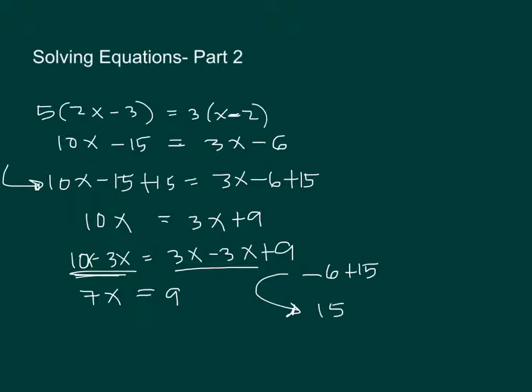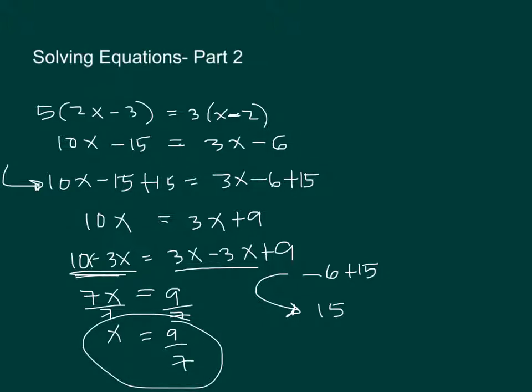how do we solve for x? What should I divide 7x by, so that we can just have x? 7. Okay, and then 7. So it's equal to 9 over 7, and that's our x.